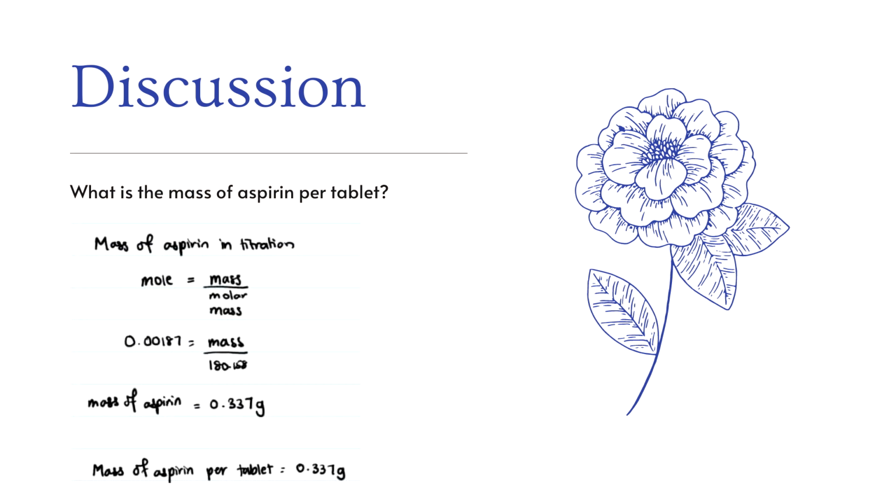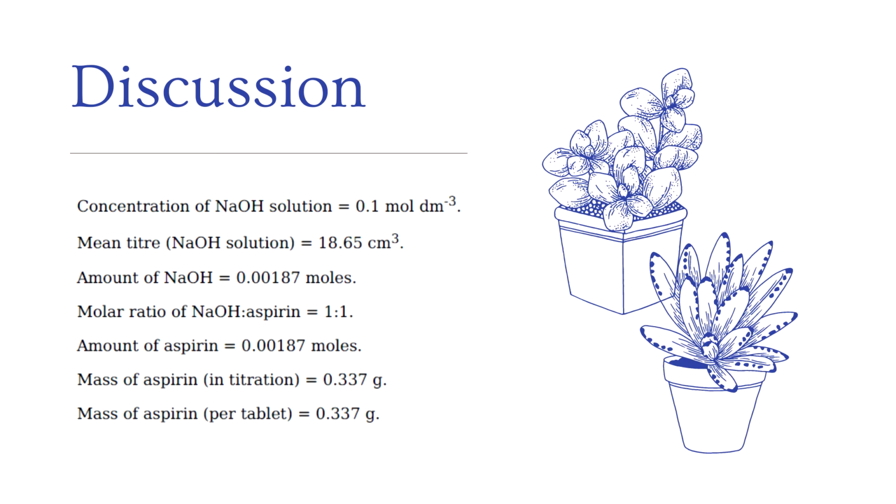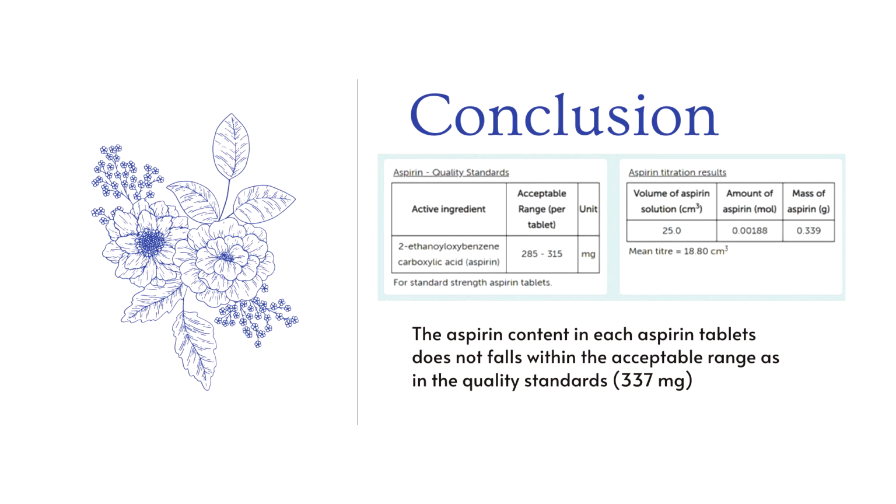What is the mass of aspirin per tablet? To calculate the mass of aspirin, we just need to use the formula mole equals mass over molar mass. So by substituting mole and molar mass, we get the mass of aspirin, which is 0.337 gram. This slide shows the overall calculation that we had done in the previous slides. As the conclusion, the aspirin content in each aspirin tablet does not fall within the acceptable range as in the quality standards shown in the first table.